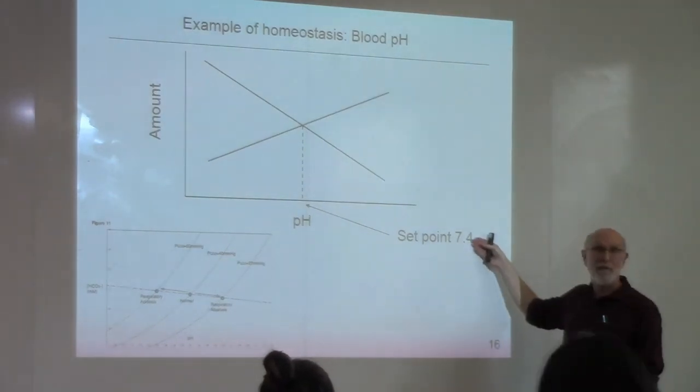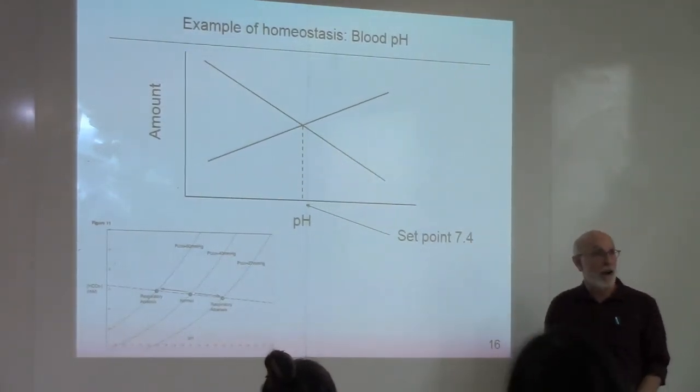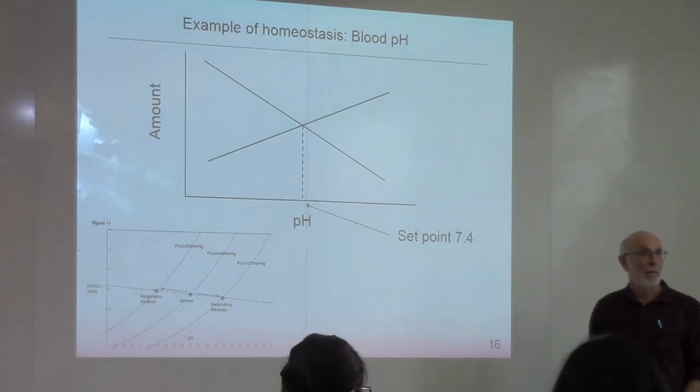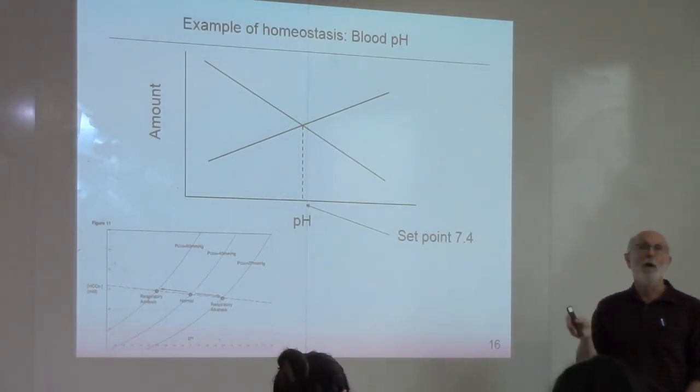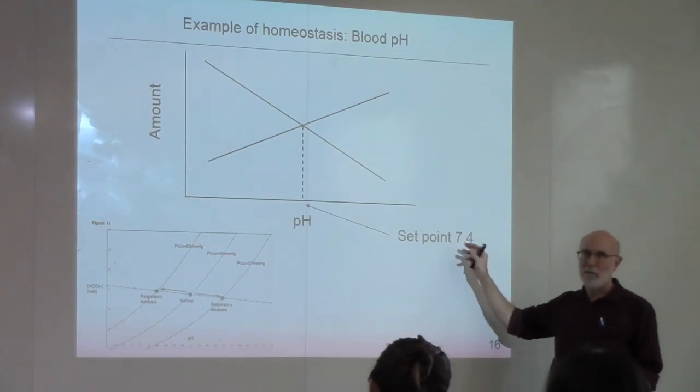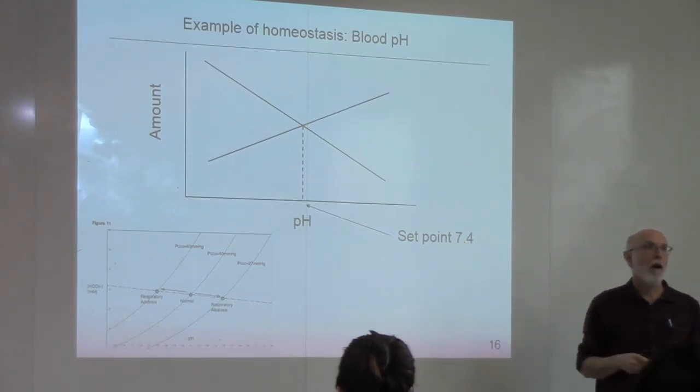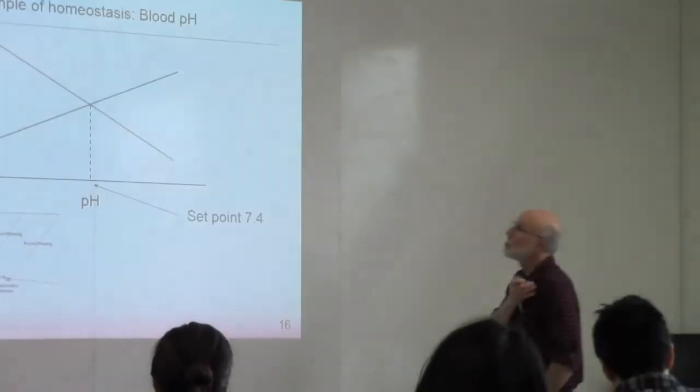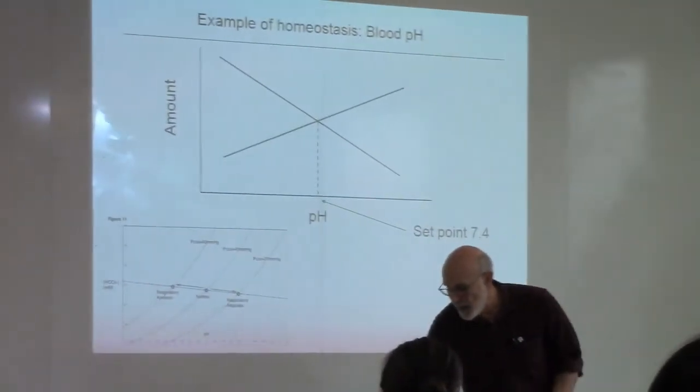We have a set point, 7.4. This one is very tightly controlled. Blood pressure can go up and down. Temperature can go up and down within range. pH can go up and down, but not very far. Not very far.